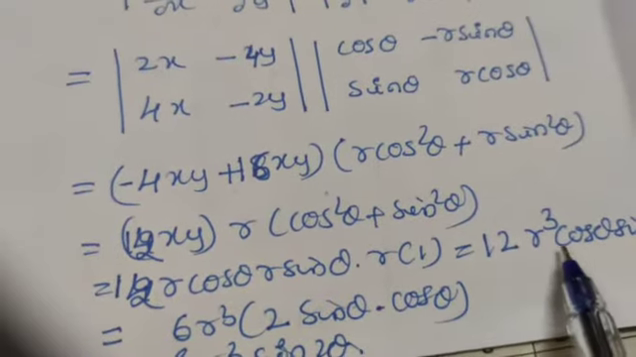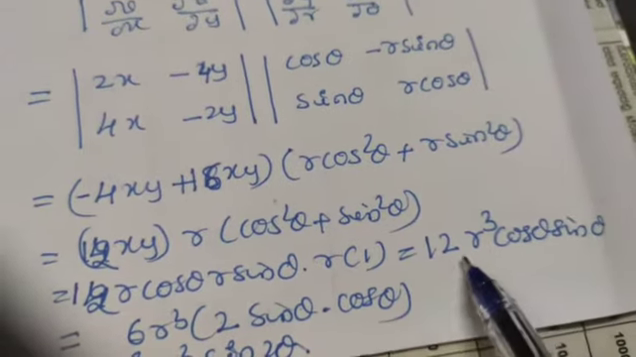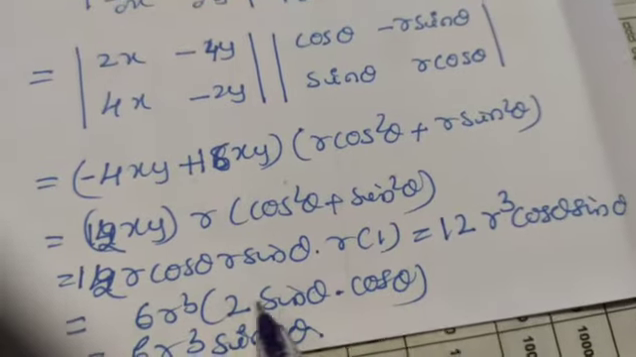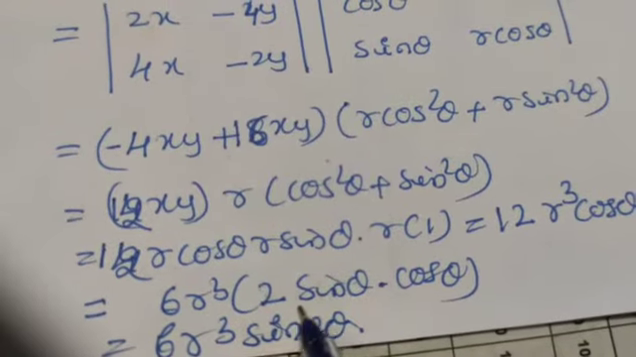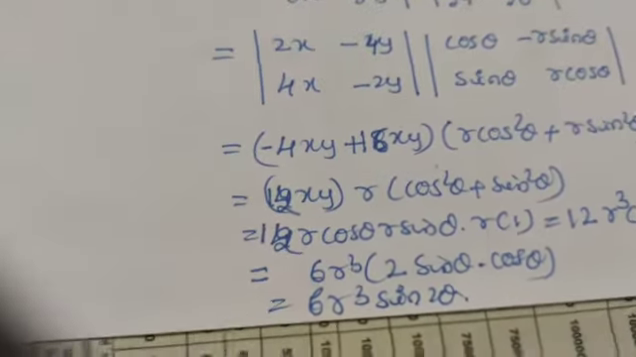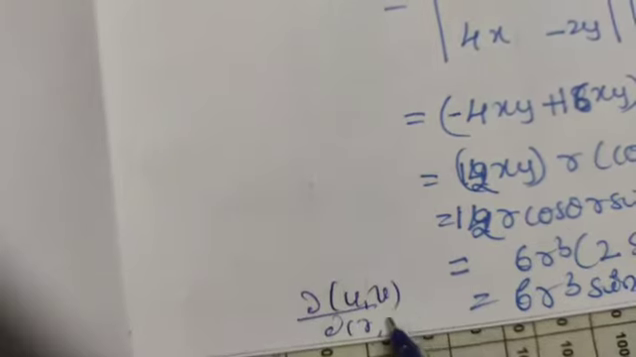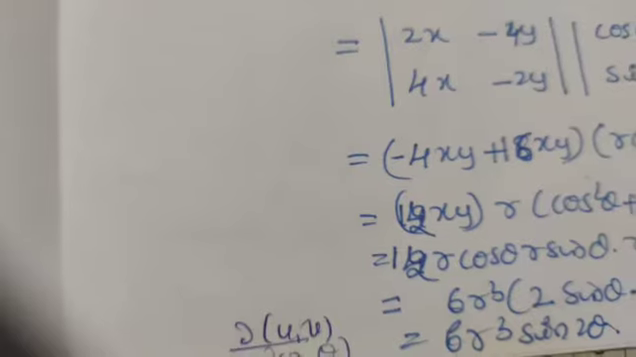So we can simplify this. Here we know 2 sin theta cos theta is sin 2 theta. So for that, let us take this 12 as 6 into 2. So 6 r cube into 2 sin theta cos theta, so it is equal to 6 r cube. We know this 2 sin theta cos theta is sin 2 theta. So therefore, we have dou of u comma v divided by dou of r comma theta is equal to 6 r cube into sin 2 theta.